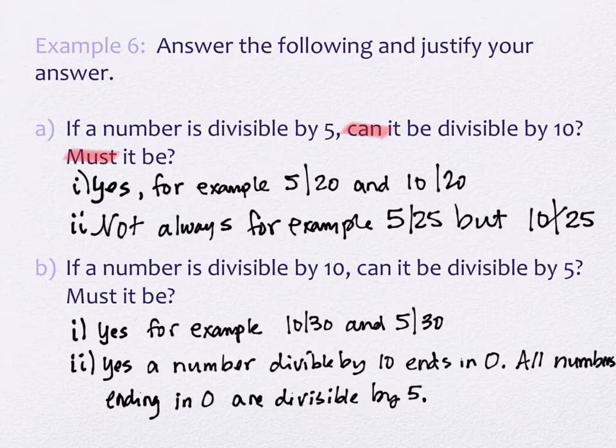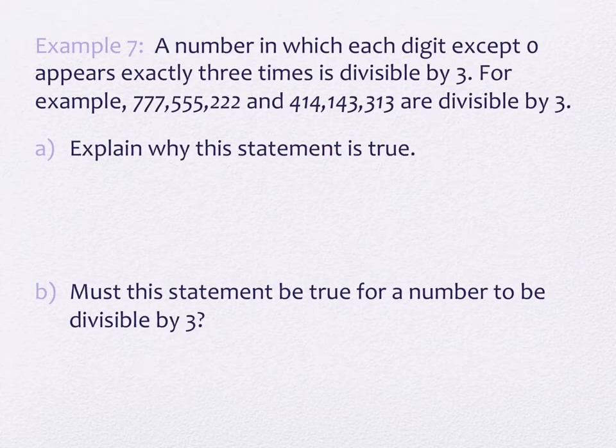Okay, fabulous. All right, one more question, and then we're going to take a look at an interesting thing that we peeked at briefly last time, and then we're going to explore a little bit more fully. A number in which each digit except 0 appears exactly 3 times is divisible by 3. For example, 777,555,222 and 414,143,313 are divisible by 3. So every number that's showing up in there, except for 0, shows up 3 times. So everybody see those?